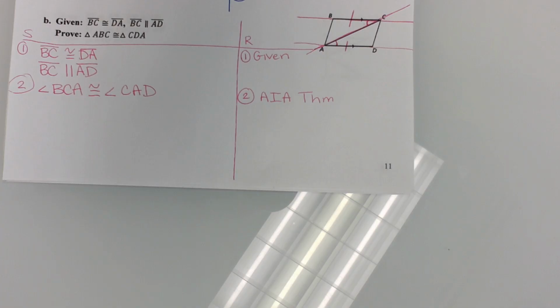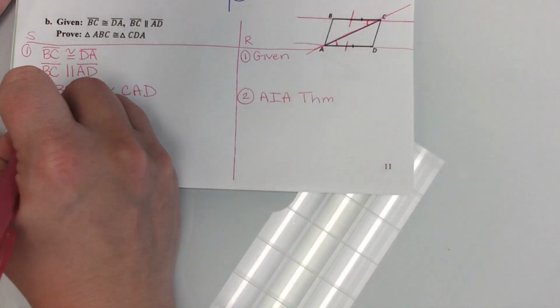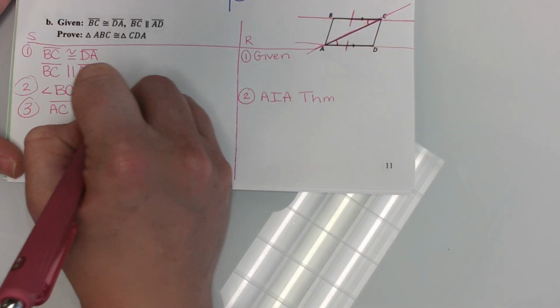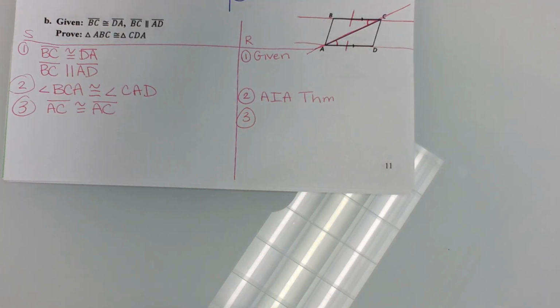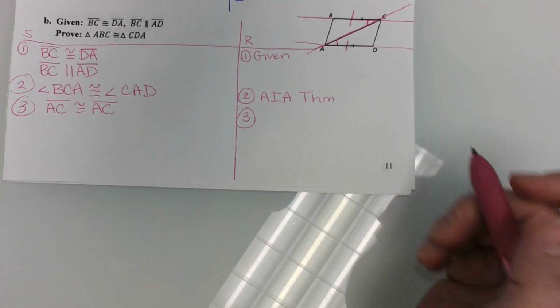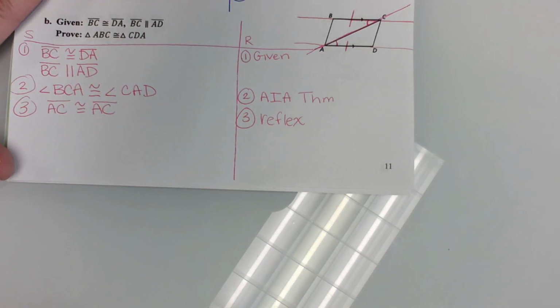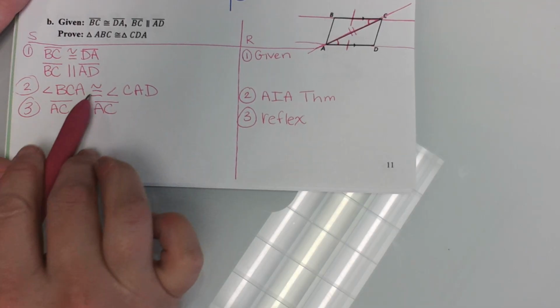Do the 2 triangles share a side? Yes. What's the name of the side they share? AC. Shared side. AC is congruent to AC, and which property did I tell you allows you to say that? Reflexive. I have 3 congruents in my proof.